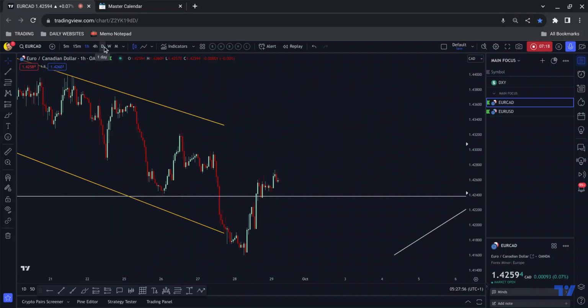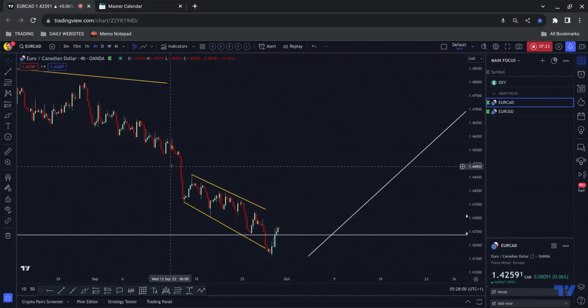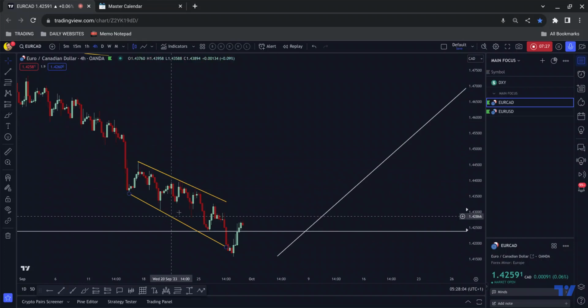So, with all this being said, and the fact that we now have a completed piece of structure, and by completed piece of structure, I mean a 1, 2, 3, which also has an internal 1, 2, 3. So three drives there as well. First drive, push down. Second drive, failed drive, push down. And then a third drive.